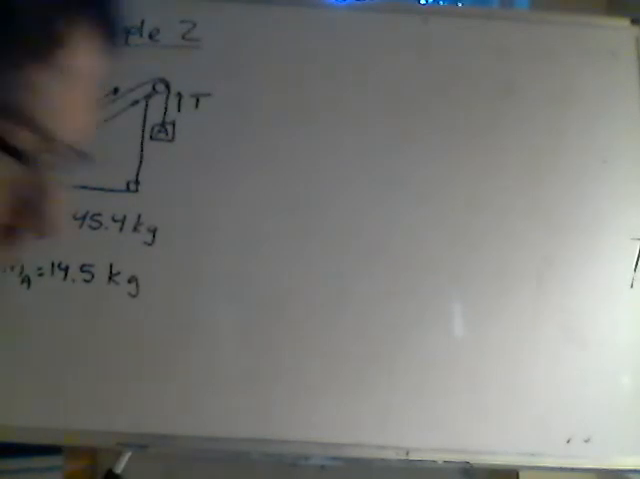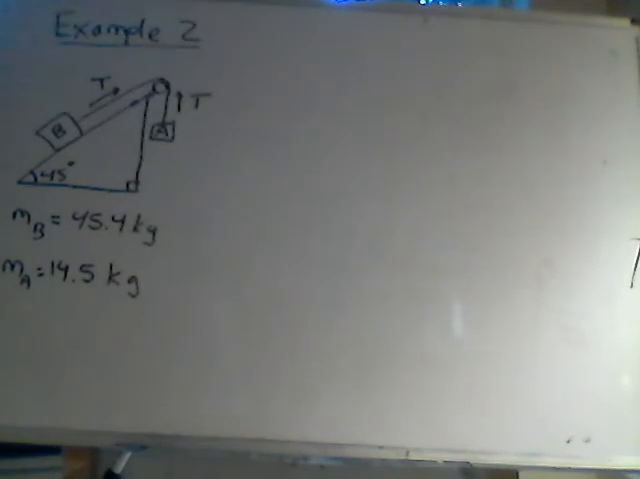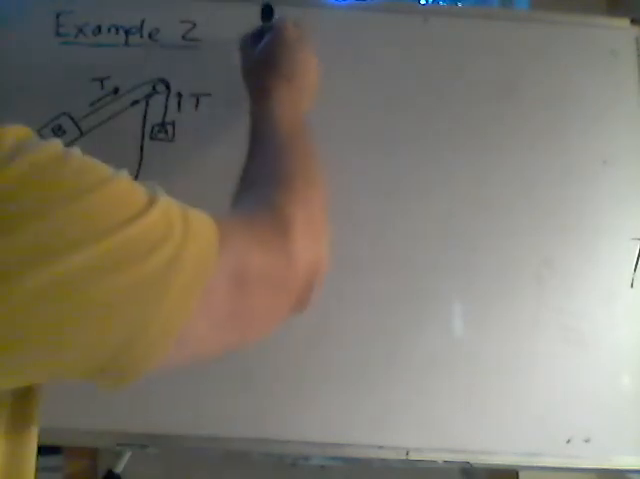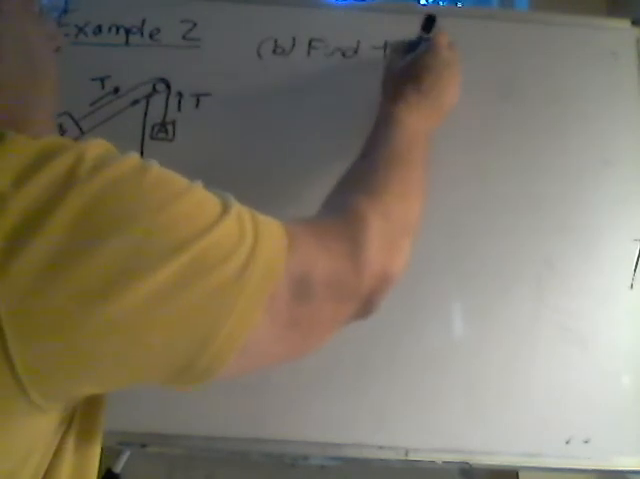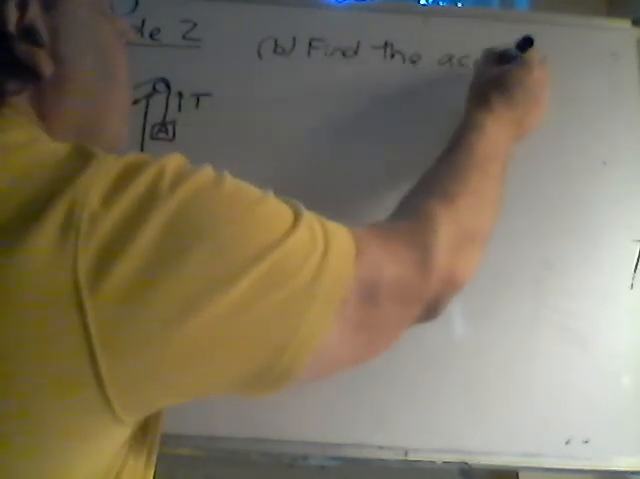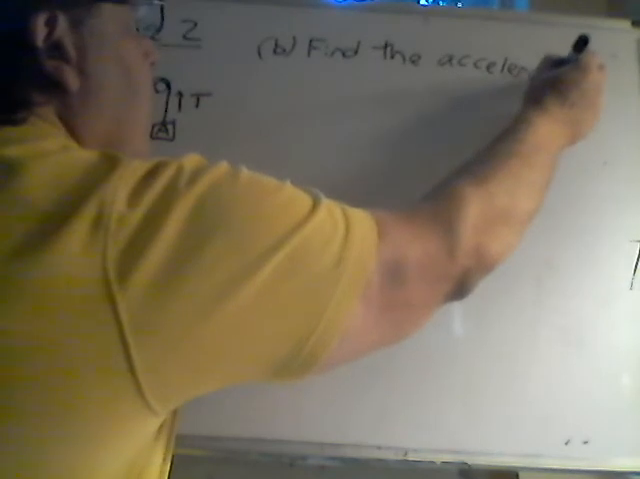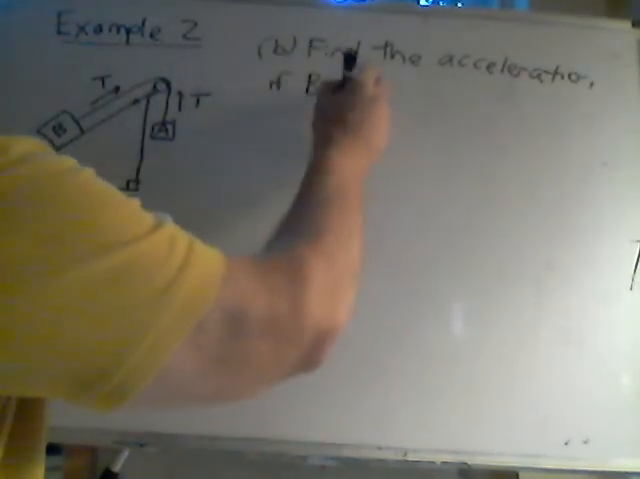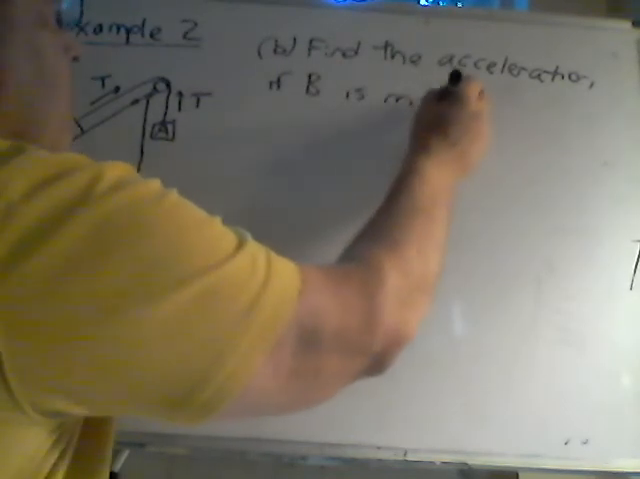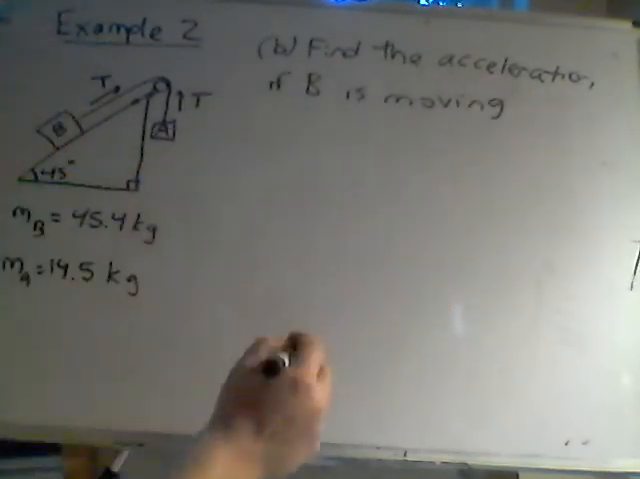All right. And what am I looking for in the second part? Let's remind ourselves. The second part says, find the acceleration if B is moving up the incline. All right, so let's rewrite it just for kicks here. Find the acceleration if B is moving up the incline.